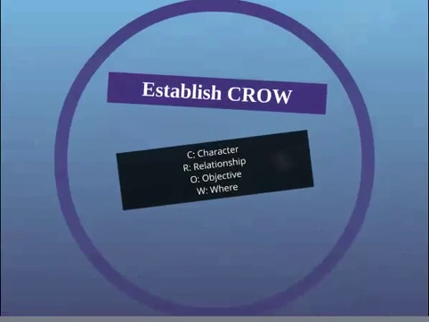The tenet we're going to be talking about today is how to establish CROW. This is something that everybody in improv does, but you don't always see them do it. People who are improv veterans, people like Will Ferrell, for example, are doing this without even thinking about it. They can just make that happen without considering it. But to establish CROW, you have to establish character, relationship, objective, and where. That's what those stand for. So we're going to get into those and what those mean.